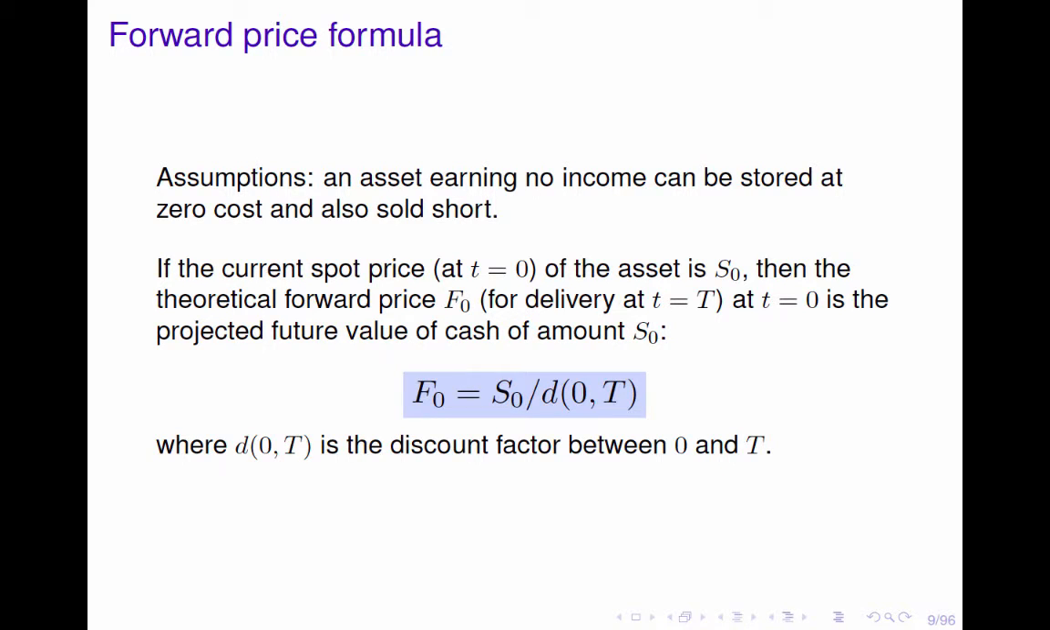Let D0T be the discount factor between time 0 and time capital T. Then we have the following formula. F0 equal to S0 divided by D0T. This formula can be proved by the no arbitrage principle. More precisely, if the equation does not hold, then there exists arbitrage opportunities. Recall that the strategy to construct an arbitrage is to buy the undervalued assets and sell the overvalued assets.